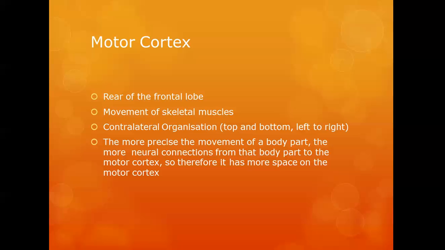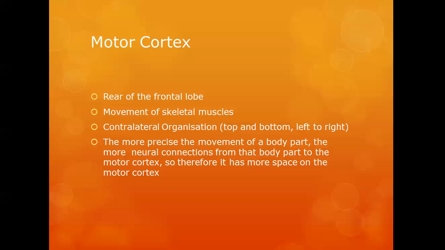Also remember about the organisation of it, and that it's contralaterally organised. So that means that the left motor cortex sends information to the right side of the body, and the right motor cortex sends information to the left side of the body, and the top of the motor cortex sends motor information to the bottom half of the body, and the bottom part of the cortex sends information to the top half of the body.